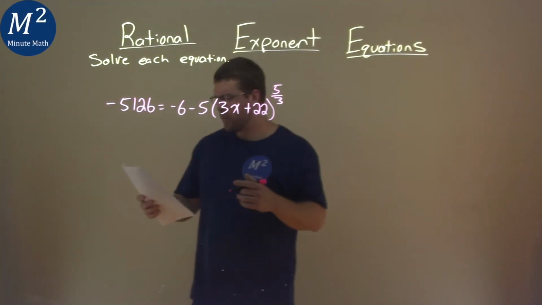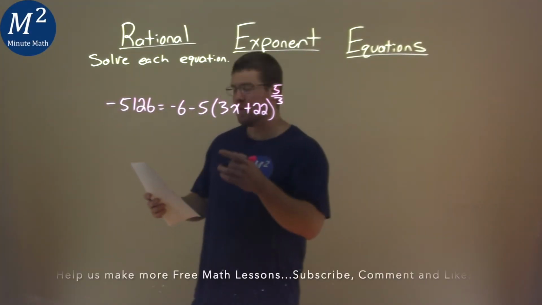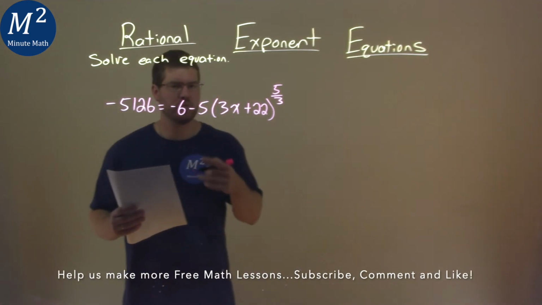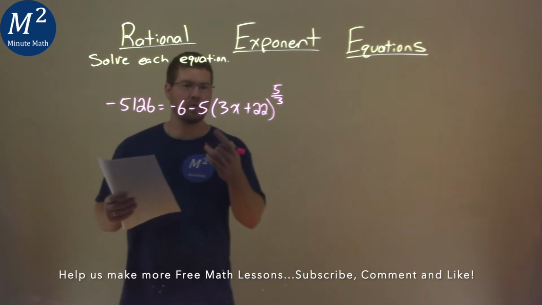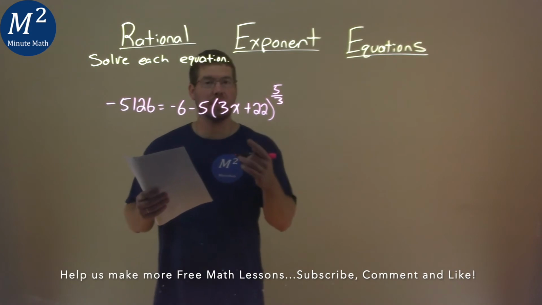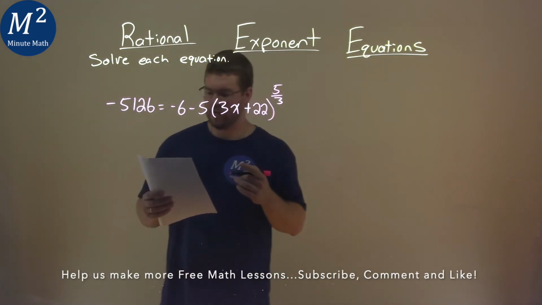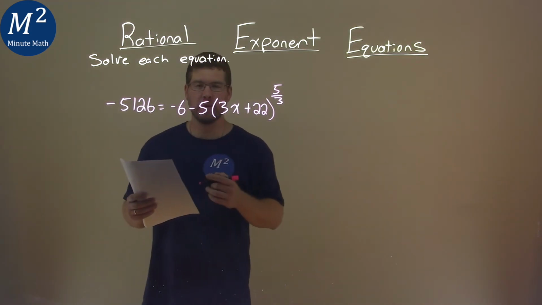We're given this problem right here. Negative 5,126 is equal to negative 6 minus 5 times (3x plus 22), all to the 5/3 power. And we've got to solve this equation.